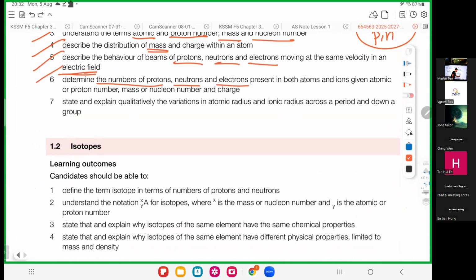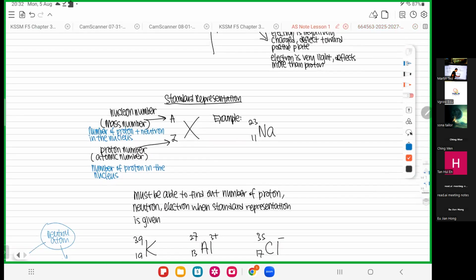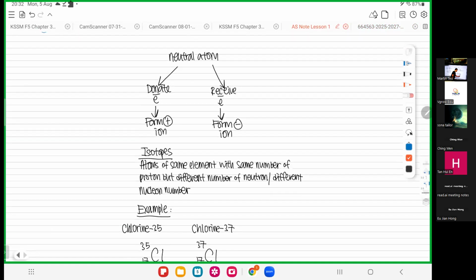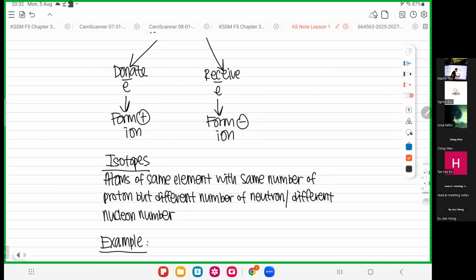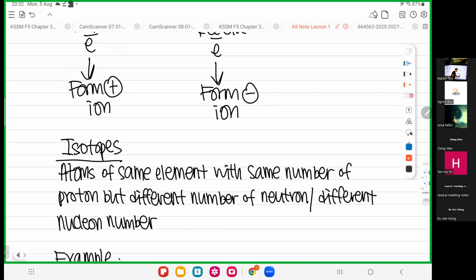Okay, so now come back to here. Next one. After standard representation, the next thing we need to learn is called isotopes. Again, isotopes is nothing to do with A level actually.